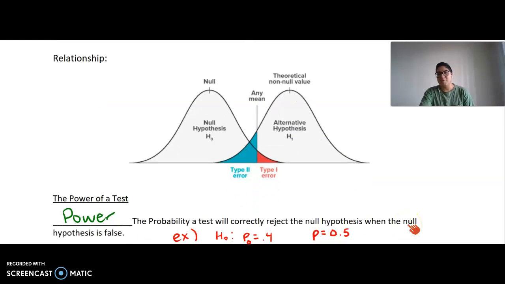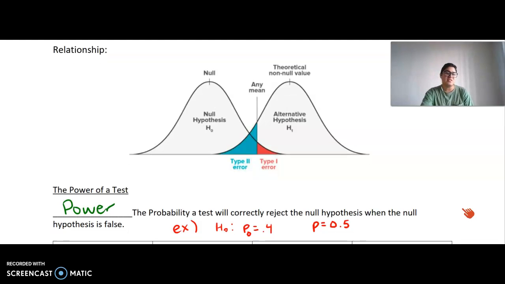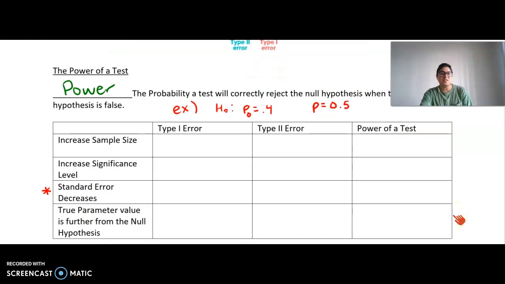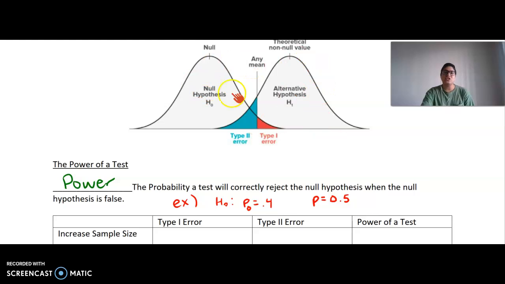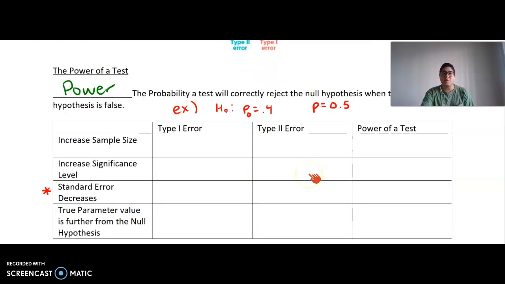Well, that's where we need the power of the test to come in. The probability a test will correctly reject the null hypothesis when the null is false, we call this the power of the test. And we have this handy dandy table here to see what some of these relationships are. Now, keep in mind that 1, 2, and 4, again, are going to be the more common ones, but 3 could still show up. So we want to see how changing this relationship here affects each of these probabilities.